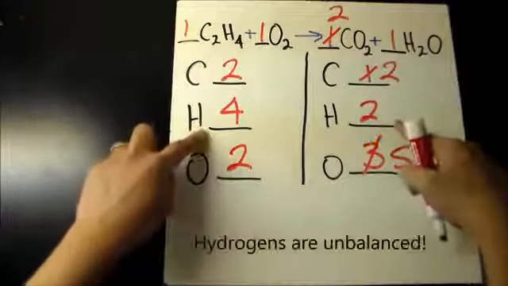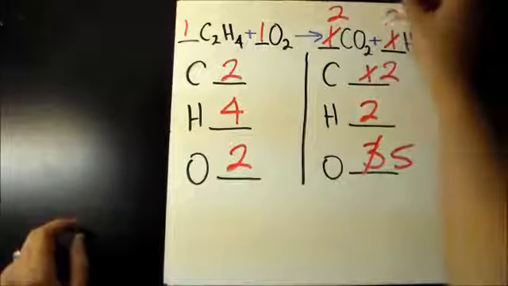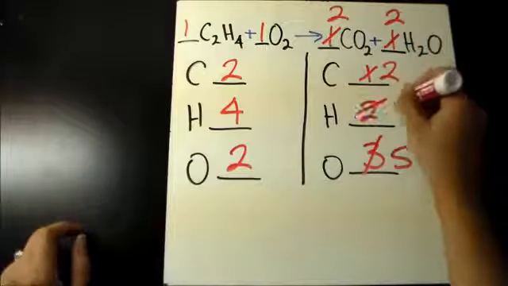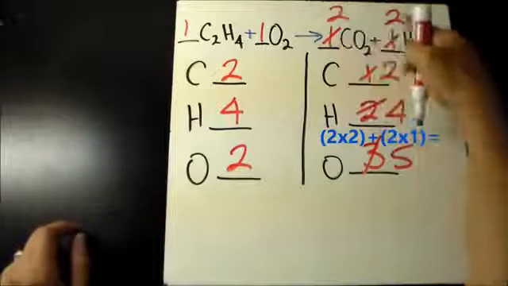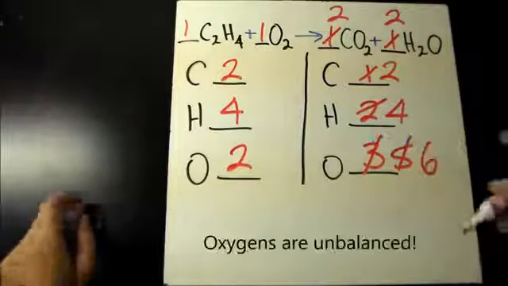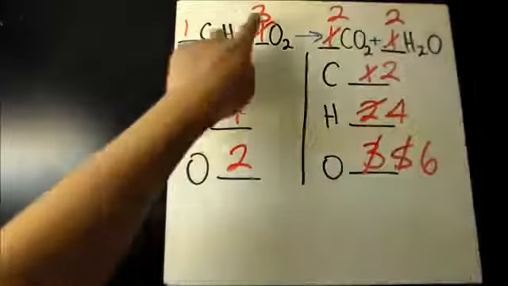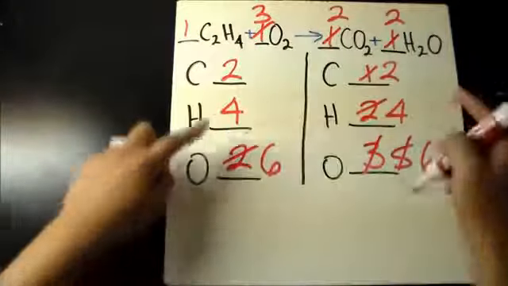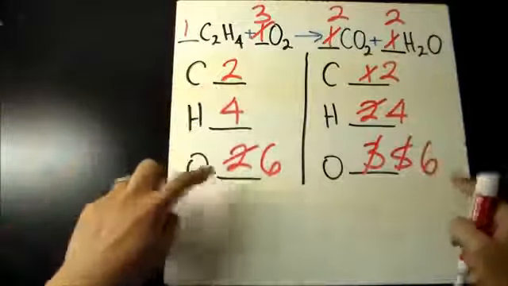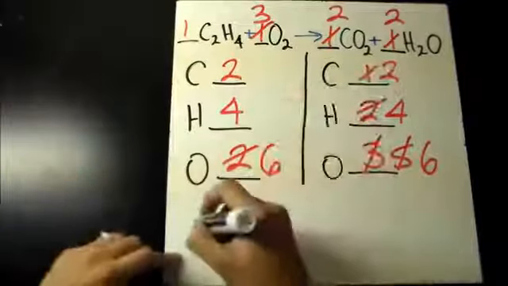The number of hydrogens is also unbalanced. To balance, add a coefficient of 2 in front of H2O, giving 4 hydrogens and a total of 6 oxygens. Now the only element that is left unbalanced is oxygen. By adding a coefficient of 3 before O2, the number of oxygens changes to 6 on the left. On both sides, we now have 2 carbons, 4 hydrogens, and 6 oxygens, meaning our reaction equation is now balanced.